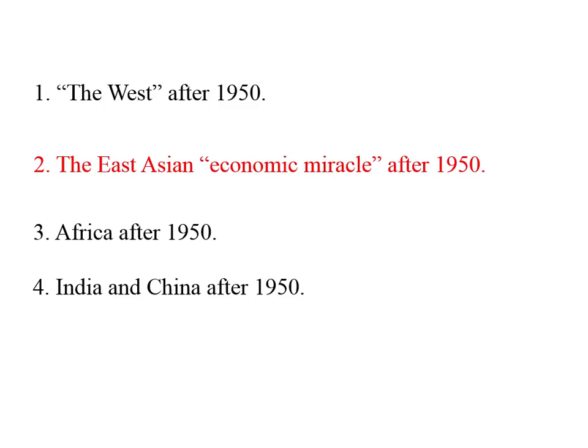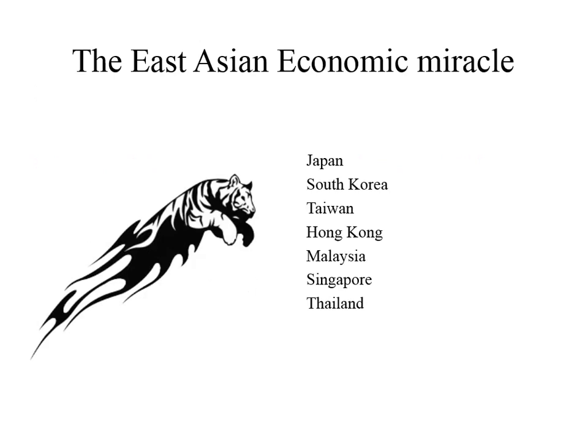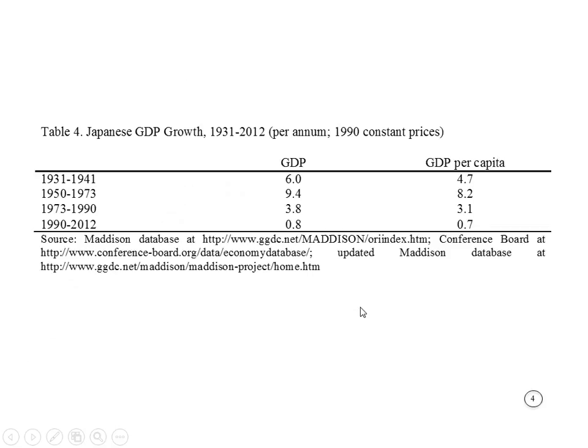Now, the East Asia miracle story. This is even more impressive than the story of European catch-up. What do we mean by the East Asia miracle story? First, it started with the catching up of Japan and then followed up by South Korea, Taiwan, Hong Kong, Malaysia, Singapore, and Thailand. The first country to industrialize till the last one.